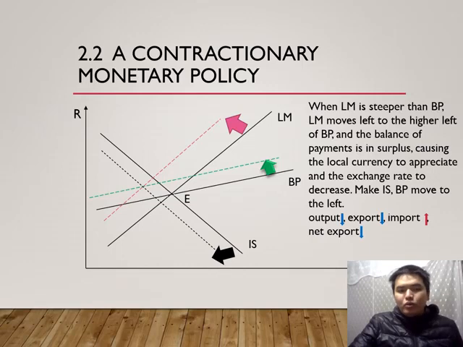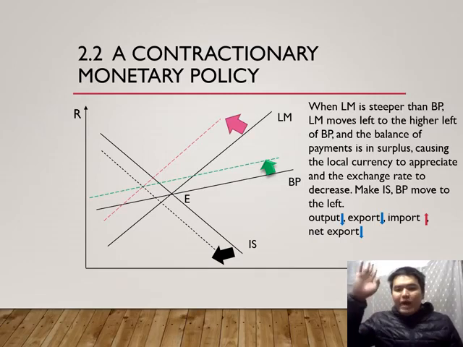Now 2.2 is the effect of a contractionary monetary policy. Here we also have two different situations. When LM is steeper than BP, LM moves left to the upper left of BP and the balance of payments is in surplus, causing the local currency to appreciate and the exchange rate to decrease, making IS-BP move to the left. Our outcome is less output, less export, more import, and less net export.